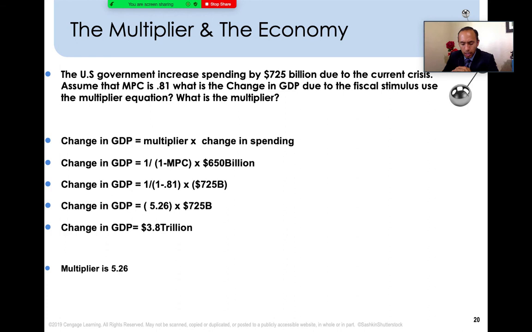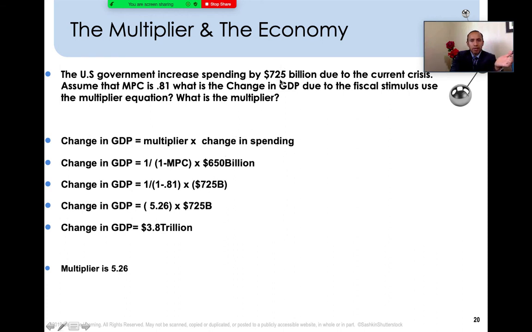So let's take a look at the U.S. economy. We can probably also do the spending multiplier for the holiday season. But here we have the U.S. economy. And this is more or less a real-life example that happened in this year, the 2019 COVID crisis. Well, we're in 2020. We're going to move forward, but the principle applies. The U.S. government increased spending, in this case, by approximately $725 billion due to the current economic crisis. Assume that the marginal propensity to consume is 0.81, meaning that consumers are going to spend 81 cents to the dollar of that fiscal spending. What is the change in GDP due to the fiscal stimulus? Use the multiplier equation and essentially find what the multiplier is. So we have our formula, the change in GDP in the economy, and goodness, I switched this.